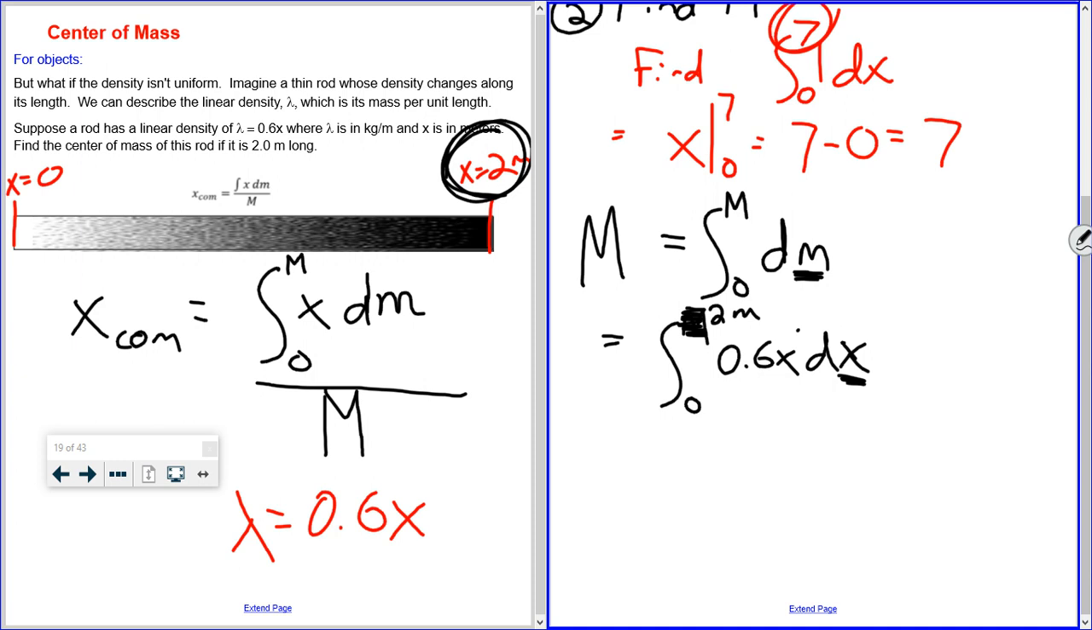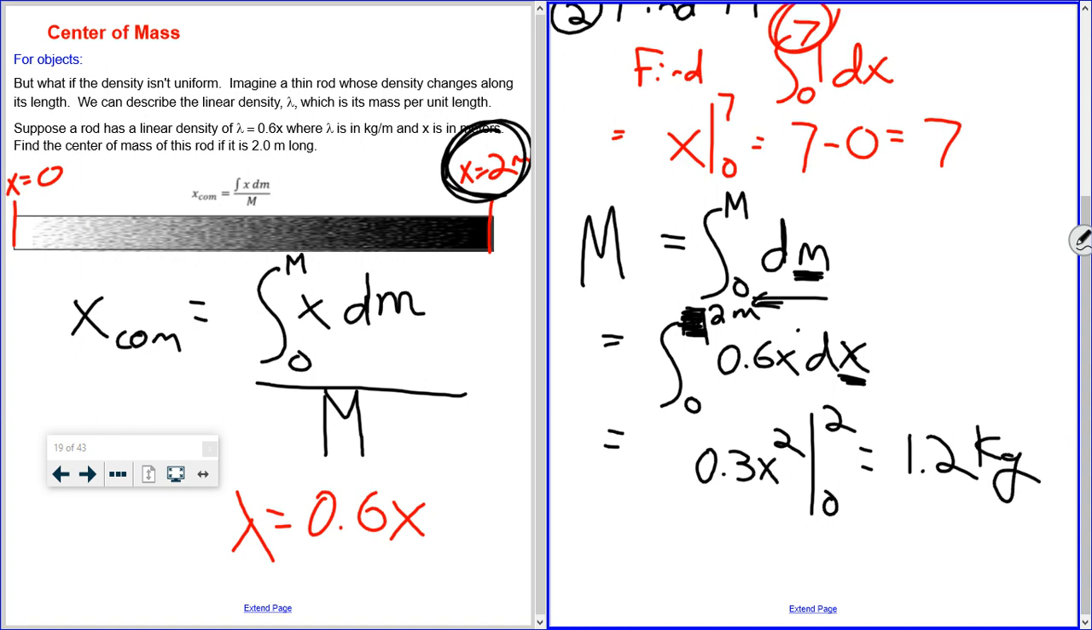And we totally know how to do that. This m is meters here. Too many m's. So what is the integral of 0.6x? That's the same as 0.3 times x squared, evaluated at 0 and 2. So 2 squared is 4, times 0.3, so you get 1.2 kilograms. That's the mass of our rod.